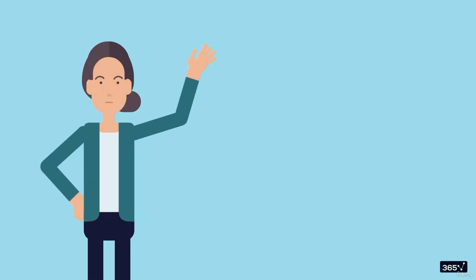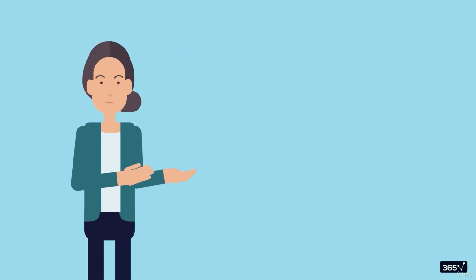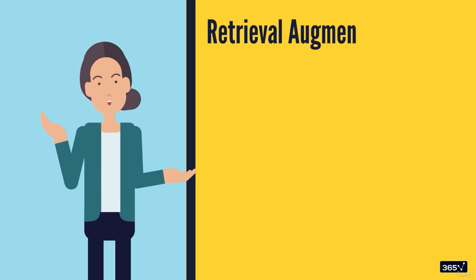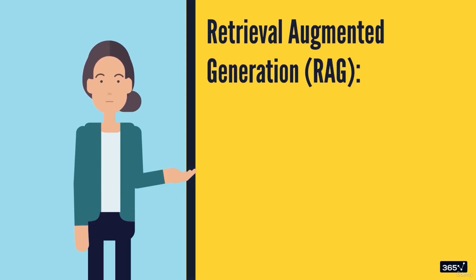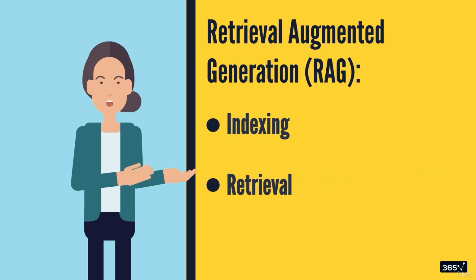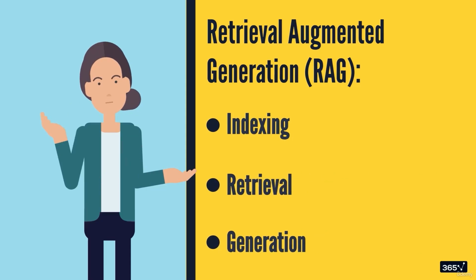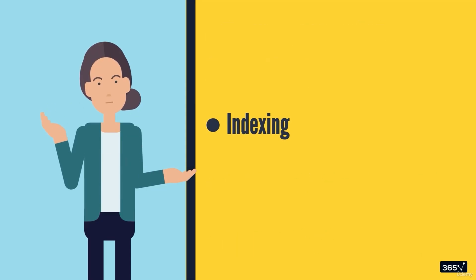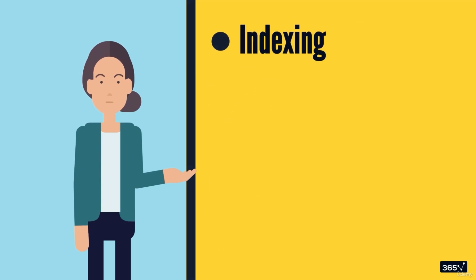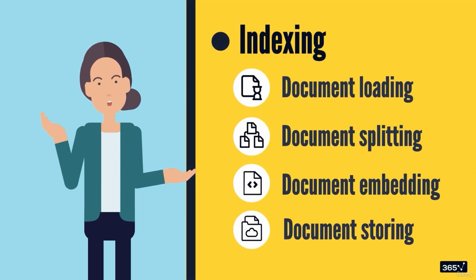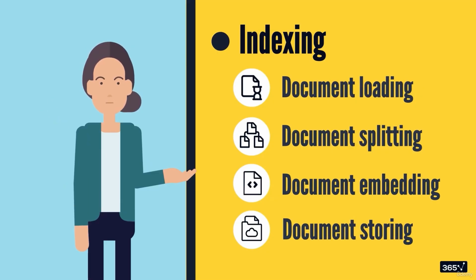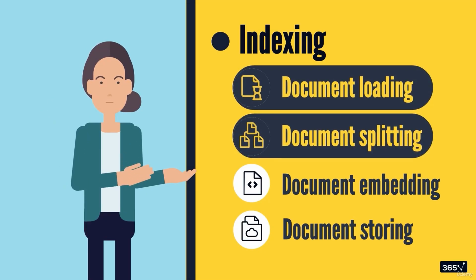Welcome back, everyone. In the last lesson, we provided an overview of the Retrieval Augmented Generation technique and learned that it consists of three main parts: indexing, retrieval, and generation. The first part, in turn, comprises the following steps: document loading, splitting, embedding, and storing. We'll dedicate this lesson to the first two steps: document loading and splitting.